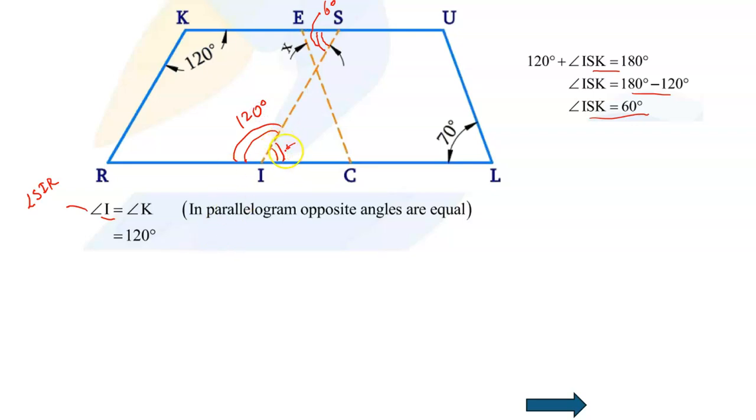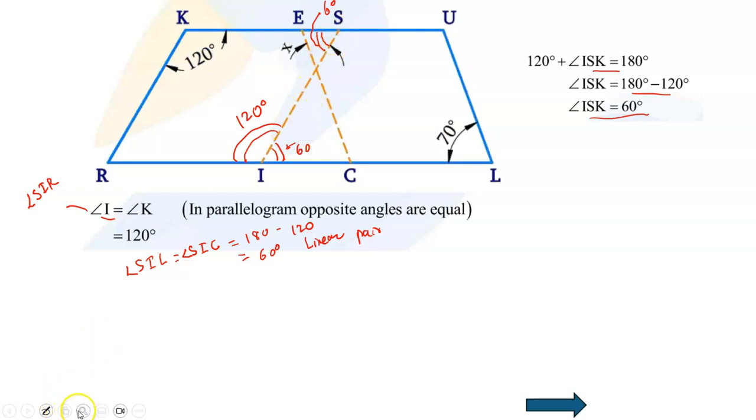And this angle, as usual, forms a linear pair. Which angle? This SIL. You can say SIL or SIC. So if you consider this angle SIL or SIC, they are forming a linear pair. So that will be 180 minus 120. Here you will have 60 degrees. They are forming a linear pair. So this becomes 60 degrees.